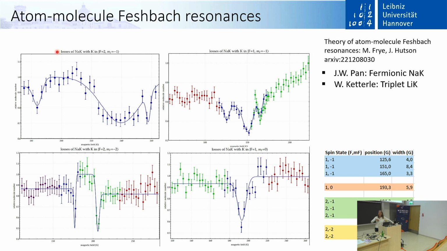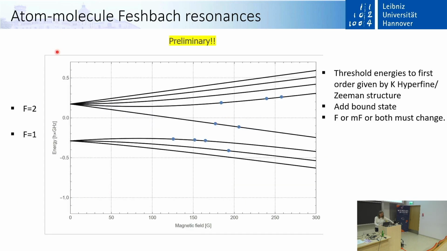We can start with a very, very simple picture right now, and this would be to just plot the threshold energies to first order given by the potassium hyperfine Zeeman structure, going away to the Feshbach structure. This is, well, the threshold energies, just because there's no magnetic moment of the molecule, so you can approximate it just based on the magnetic moment of the atoms. Well, then you have all those resonances plotted here in this diagram.